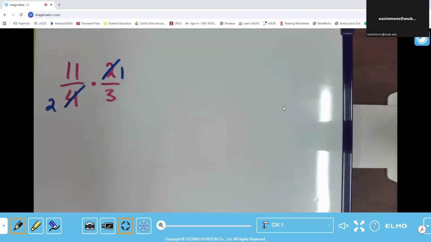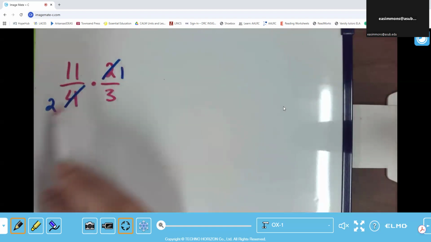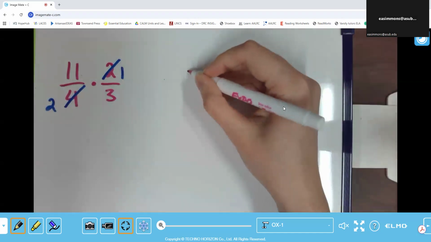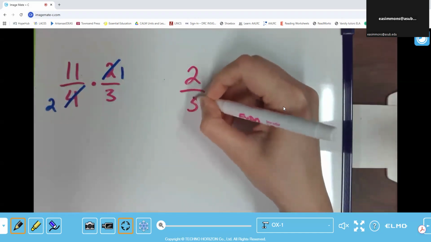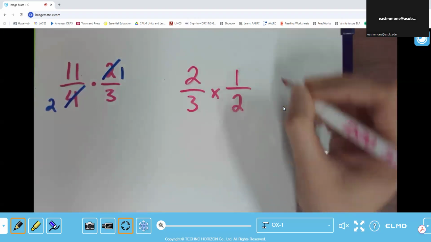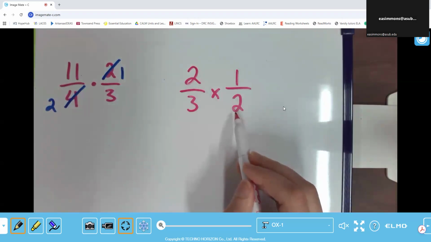I don't love this example to introduce it because our numerator and denominator aren't the exact same number. They're both multiples of 2, so that's why they're doing it. But for example, if we had 2/3 times 1/2, I have a 2 in the numerator of one number and a 2 in the denominator of the other.